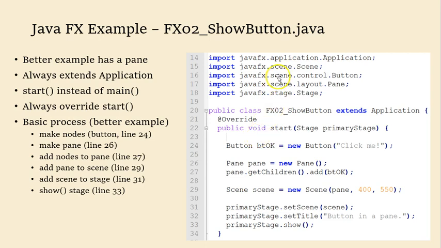So let's go back here. What was imported? Let's see. We had to import the stage. Now we have a pane, so we had to import the pane, had to import the button, had to import the scene, and of course you always have to import the application because your GUI extends the application.